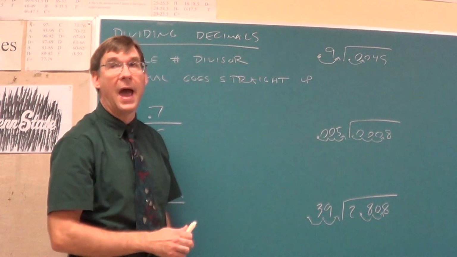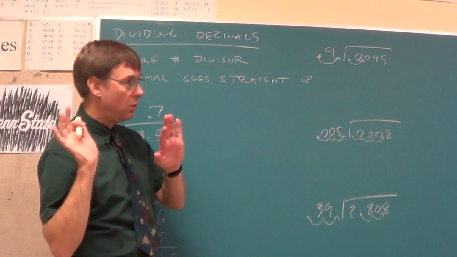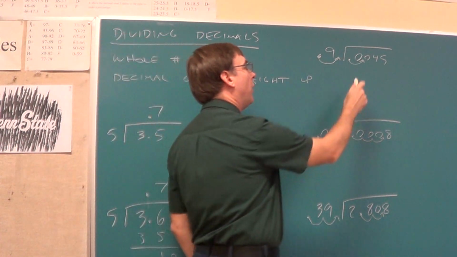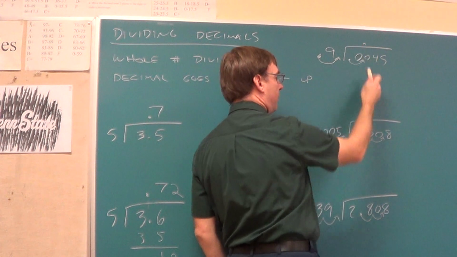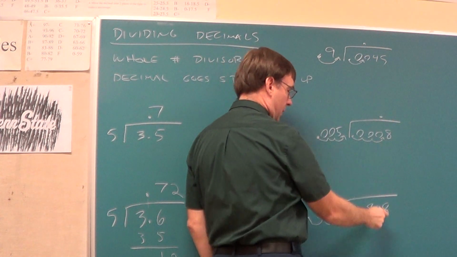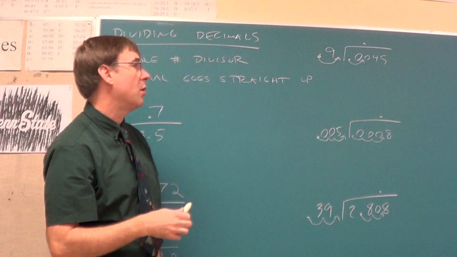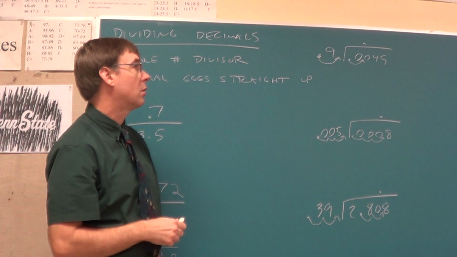So start off doing that. If the divisor has a decimal, you have to move both divisor and dividend to fix that. When we're all done, the decimal's going to go straight up, decimal goes straight up, decimal goes straight up. Not from where it was before, but from where we moved it to be now. Question about that?